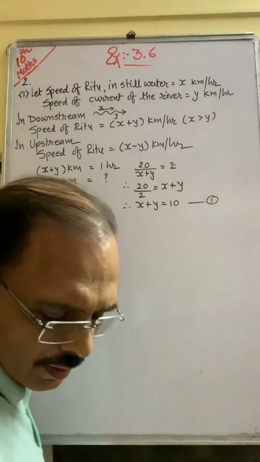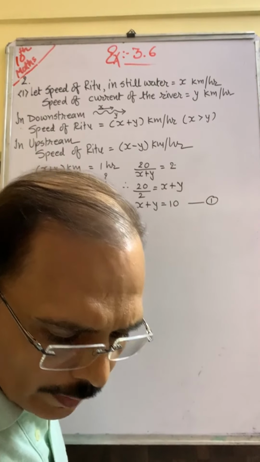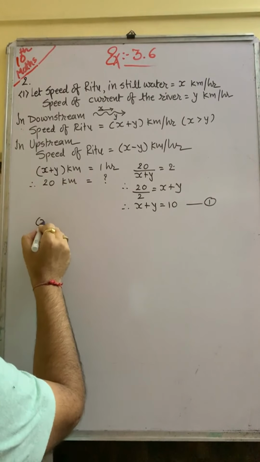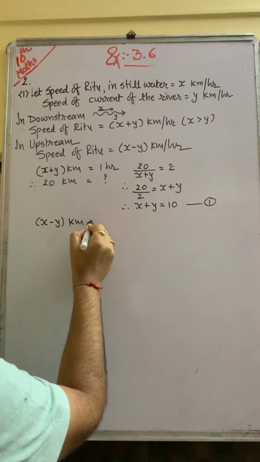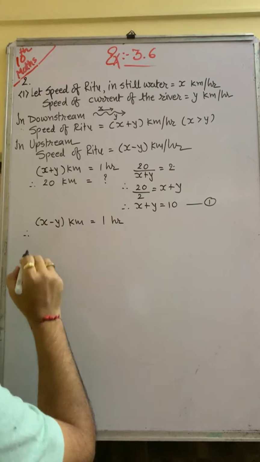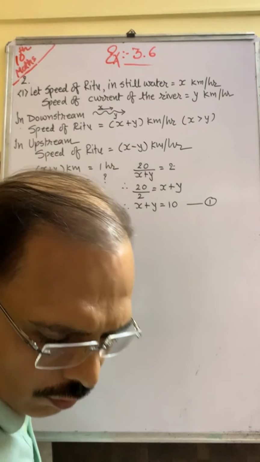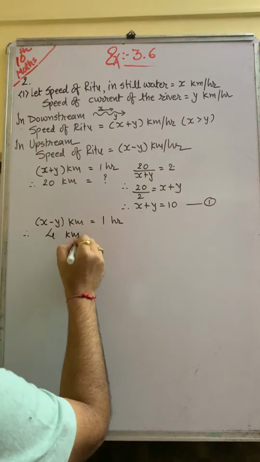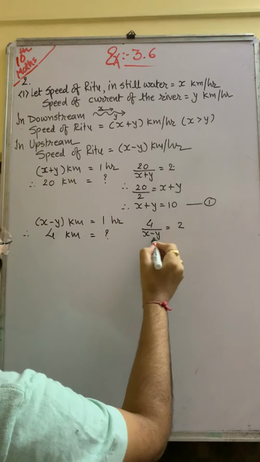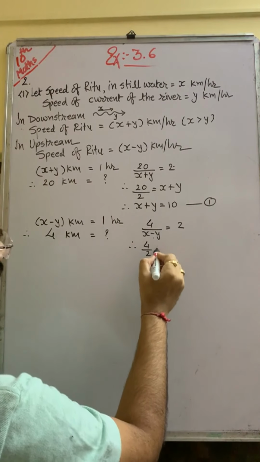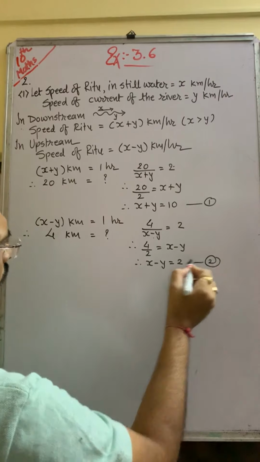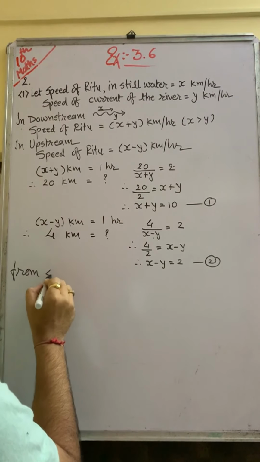Now in upstream, given is 4 km in 2 hours. So at speed x minus y kilometer in upstream, she takes 1 hour, and to cover 4 km, she takes 2 hours. 4 upon x minus y equals 2 hours. Take x minus y here: 4 upon 2 equals x minus y. So x minus y equals 2. Now from 1 and 2, you can easily do elimination.